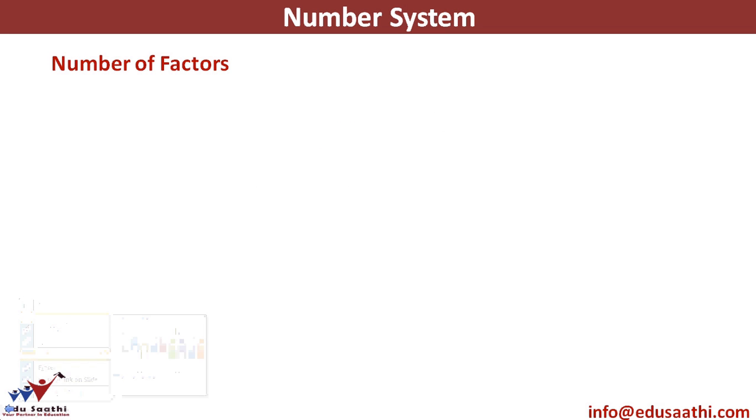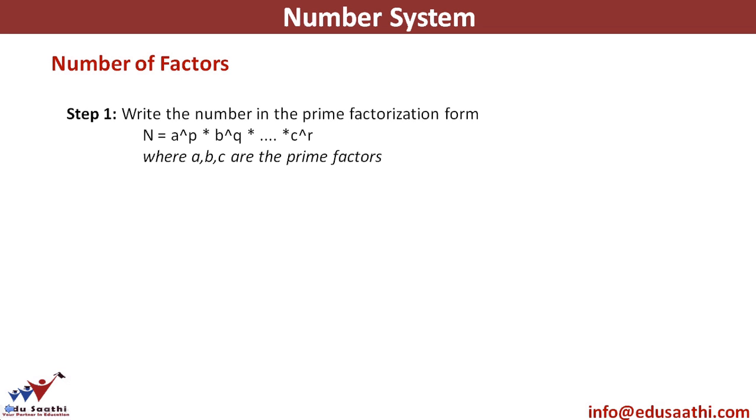Now let's calculate the number of factors that we can have for a given number. There are certain steps involved in calculating the number of factors. The first step would be to write down the number in a prime factorization form. So let's take an example. I give you a number which is 36. So I'll have to write 36 in a prime factorization form. How will you do it? I hope you know this thing.